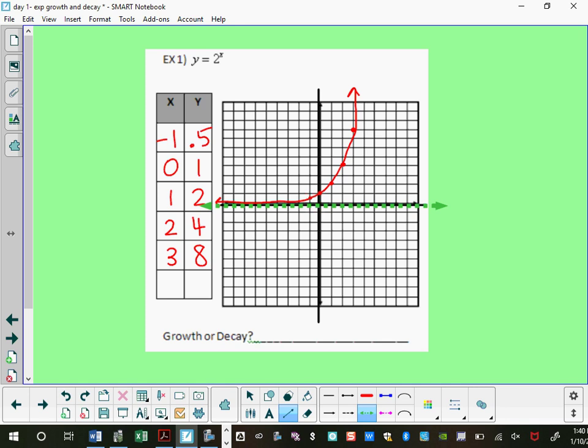So here's my asymptote. It's basically just a line on the graph that my graph gets really, really close to, but it doesn't touch. It looks like it's touching, but it's not. So if I go from left to right, am I going away or towards my asymptote? You're going away from it. So this would be growth or decay? This would be a growth.